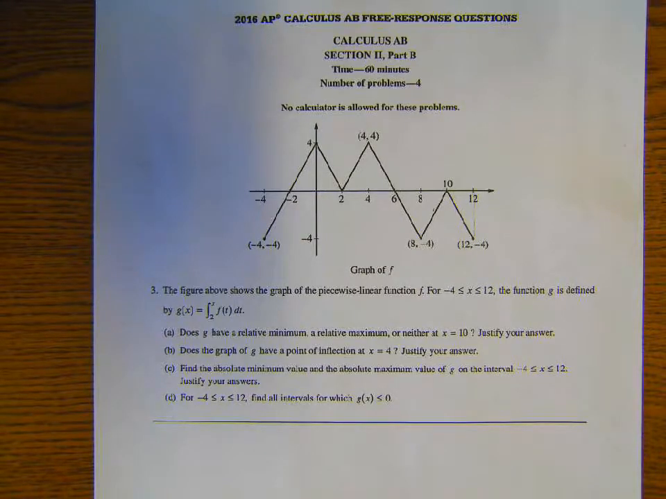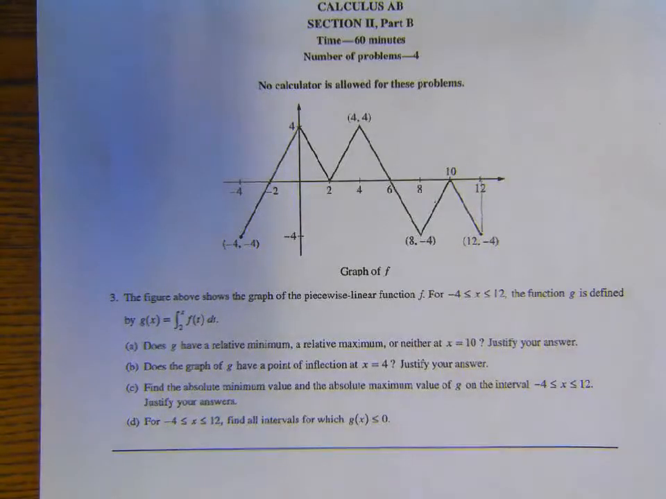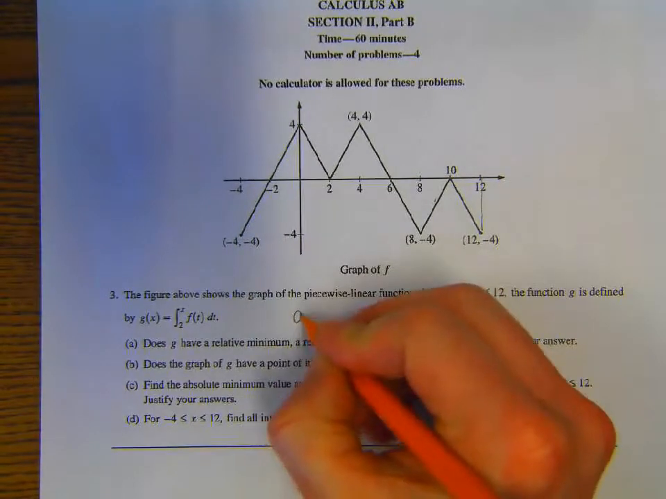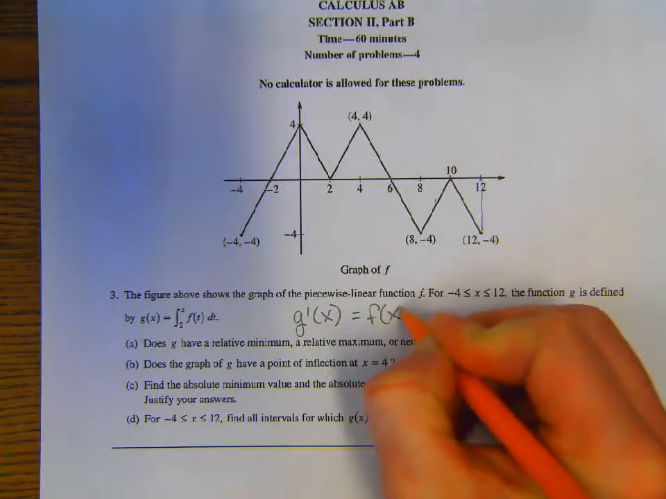The book shows the graph of the piecewise function for negative 4 to 12. The function g is defined as the integral from x to 2 of f(t). Does it have a relative minimum, maximum, or neither at x equals 10? Okay, so let's state something somewhere on the problem. To find something's relative max or minimum, I want to find its derivative, correct? All right, so what should I write down? If g of x equals this, g prime of x is equal to f of x.